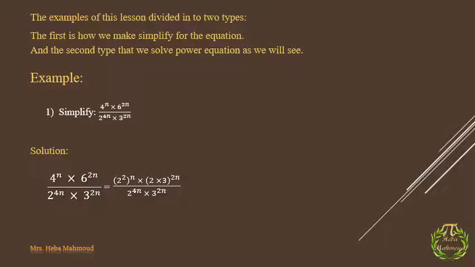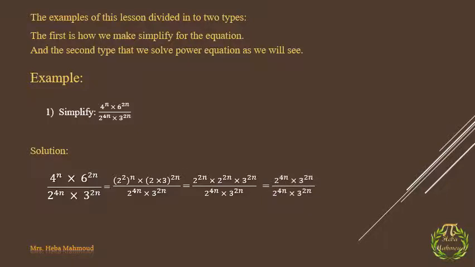Now 2 power 2 all power n, because they are two powers, we multiply the two powers, so it will be 2 power 2n. We will distribute the power here, 2 times 3 all power 2n, so it will be 2 power 2n times 3 power 2n, and we write the denominator the same, which is 2 power 4n times 3 power 2n. Now we see that 2 power 2n in the numerator times 2 power 2n, because the base here is the same, we write the base and then make an addition for the powers. So 2n plus 2n will be 4n.